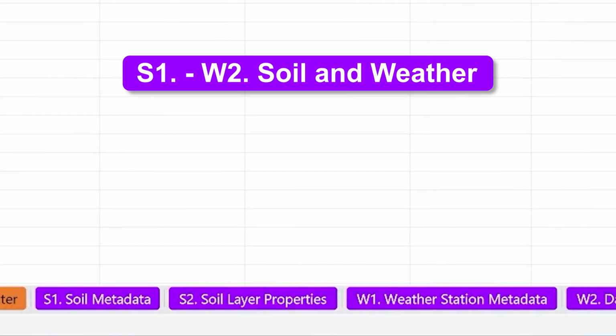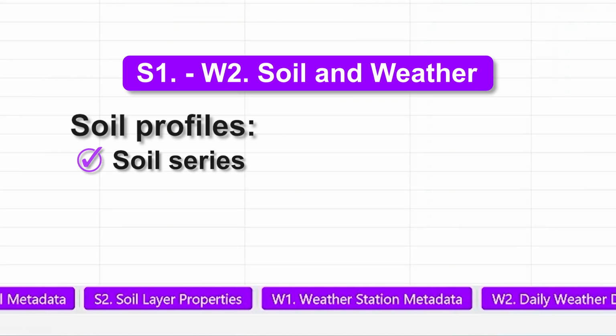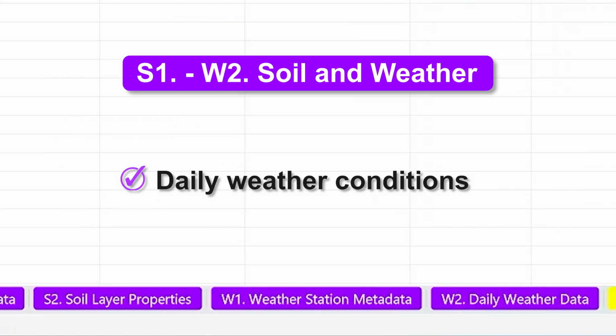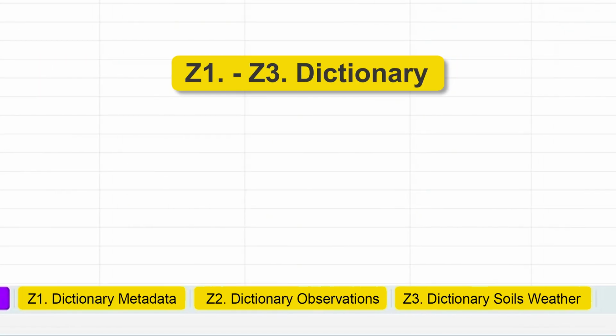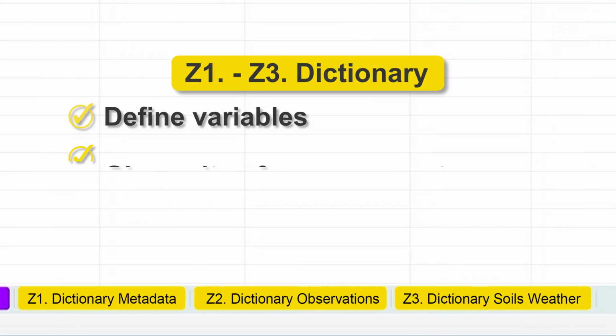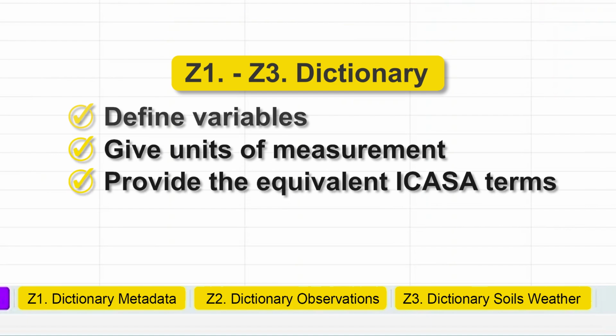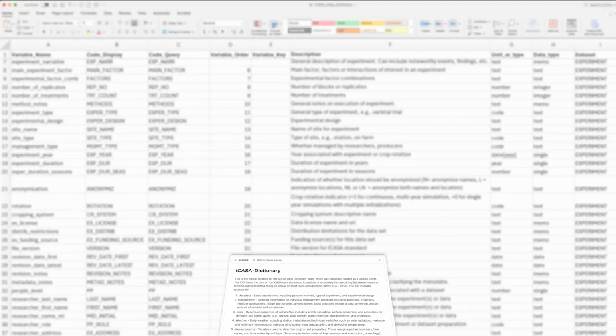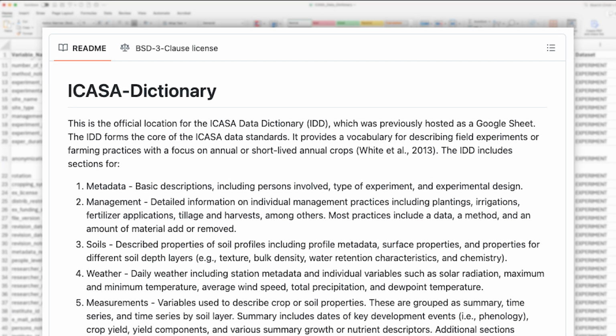The purple-tabbed soil and weather sheets describe soil profiles, including soil series and quantitative properties of soil layers, as well as daily weather conditions. The last set of yellow-tabbed dictionary sheets define variables, give units of measurement, and provide the equivalent ICASA terms. Researchers can also download an extensive data dictionary from the GitHub website.